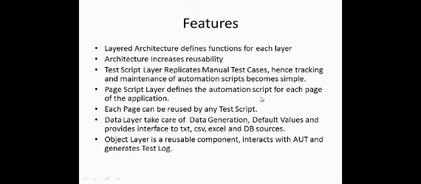And page script layer defines the automation script for each page of the application. So if something goes wrong in an execution, we should go to the corresponding page to look at it. Each page can be reused by any test script. We have seen that in the diagram itself.